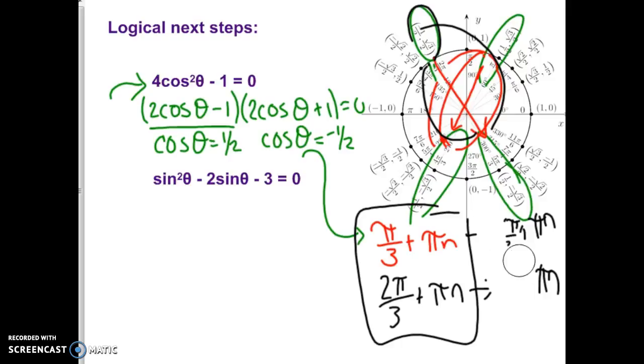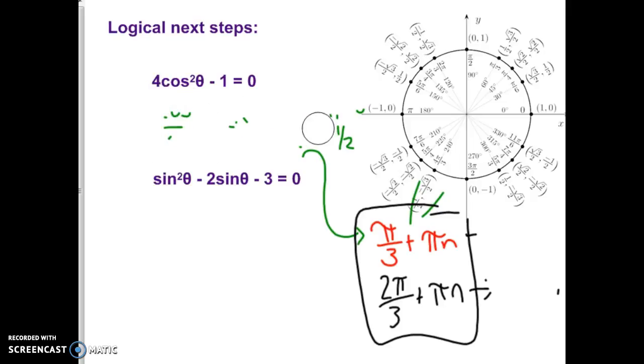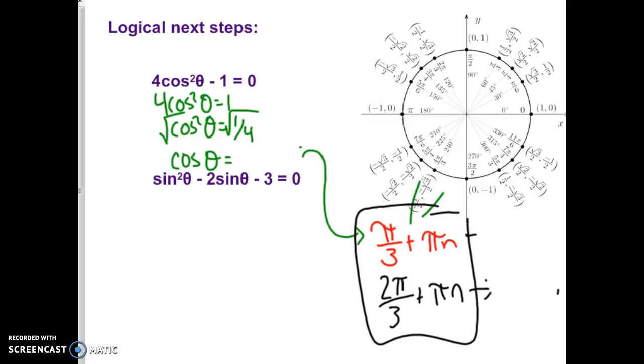And now I'm going to show you another method to get the same exact answer. So to get the same exact answer, I am going to simply get the cosine on the other side. So I have 4 cosine squared theta equals 1. Cosine squared theta equals 1/4. I'm going to square root both sides. Cosine theta equals plus or minus 1/2, because the square root of 1/4 is 1/2. So notice I'll get the same exact answers using either method.